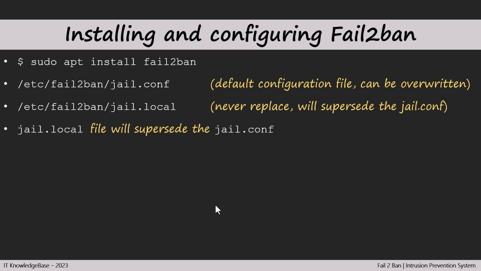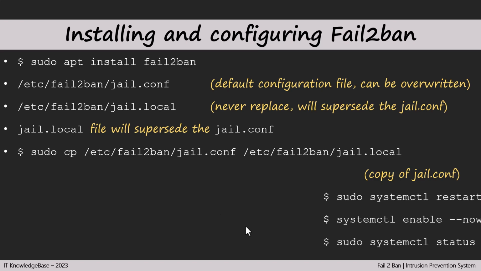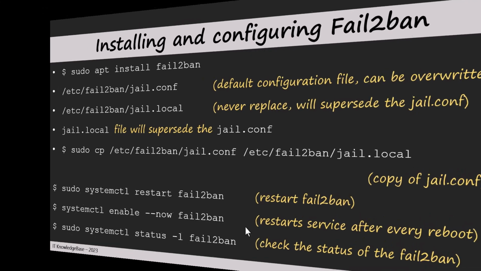The simplest way to get started is to make a copy of the jail.conf file and save it as a jail.local file. And after all the above configuration steps, execute these three commands to restart, auto enable, and check the status of Fail2Ban. And everything should be up and running as required.